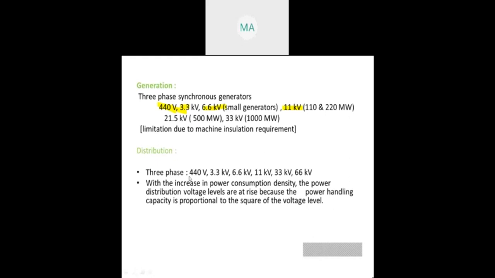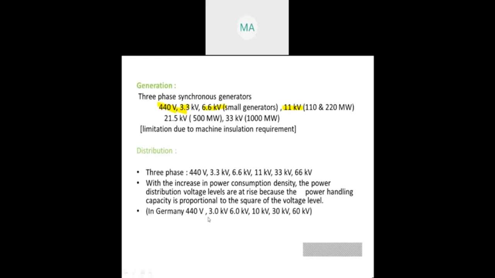If the voltage is low, there is no problem. But if you go for higher voltages in distribution, we need to control the current, so protective equipment will be there. For that we need some insulation material.